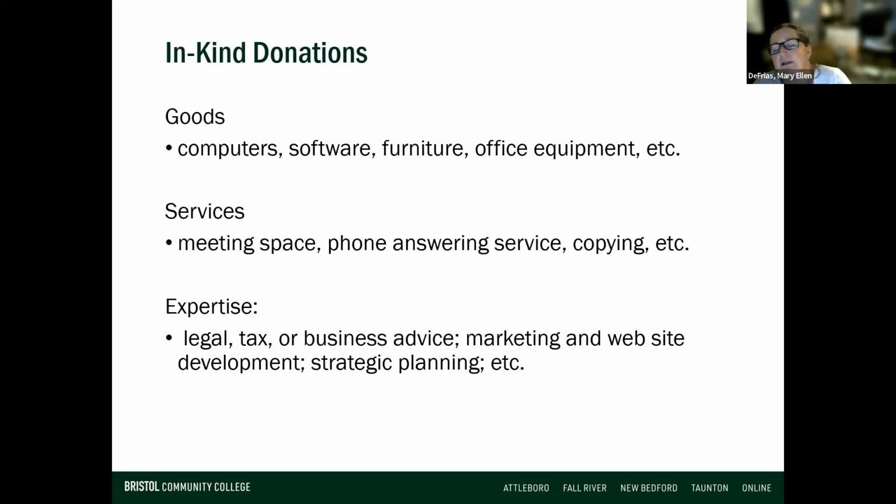Some things you might get donated to start your business: computer, software, furniture, maybe a meeting space, an answering service, legal expertise, tax or business advice. So if you have a friend who's a lawyer who helps you get the business incorporated, and he does it for free to help you get your feet off the ground, you need to think about down the road still having a legal line item, because you may eventually have to pay a lawyer for something that comes up. Okay, just because they did it to start doesn't mean they're necessarily going to continue to do it for you for free every time you need it.